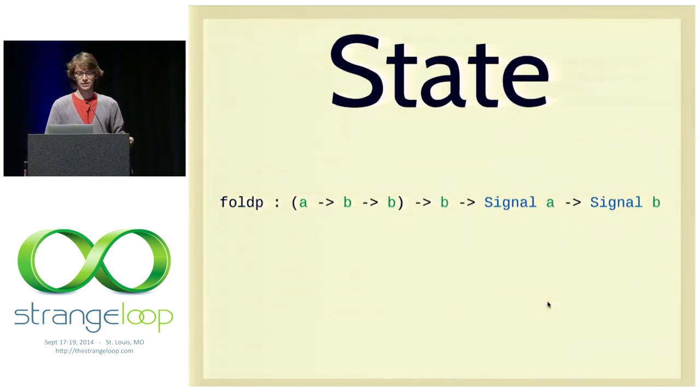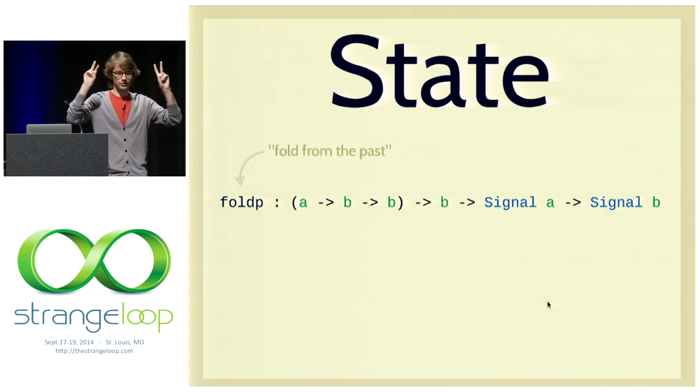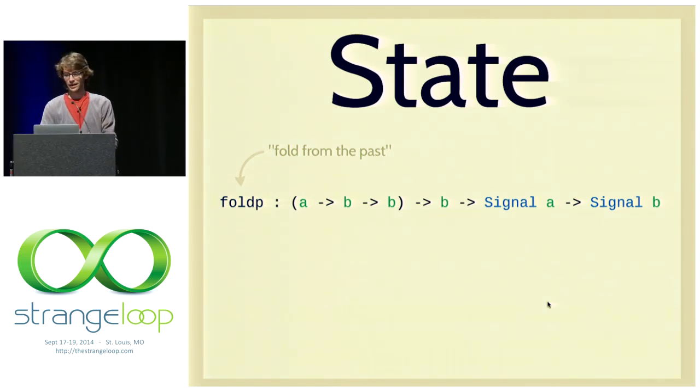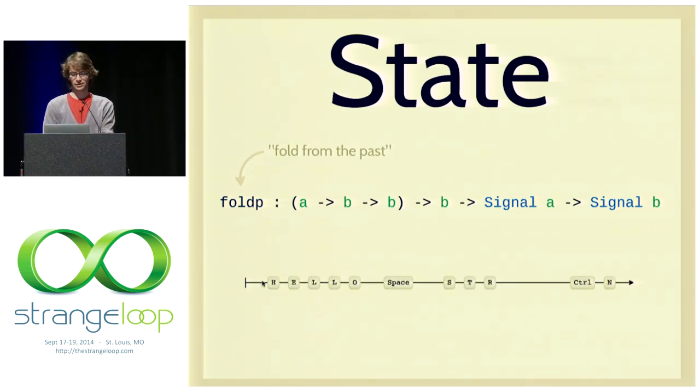The next thing we can deal with is state. So in Elm, this is called foldp. And you can read this as fold from the past. It's meant to look just like fold from the left, fold from the right. And what's going on here is, again, let's take our trusty key presses signal.